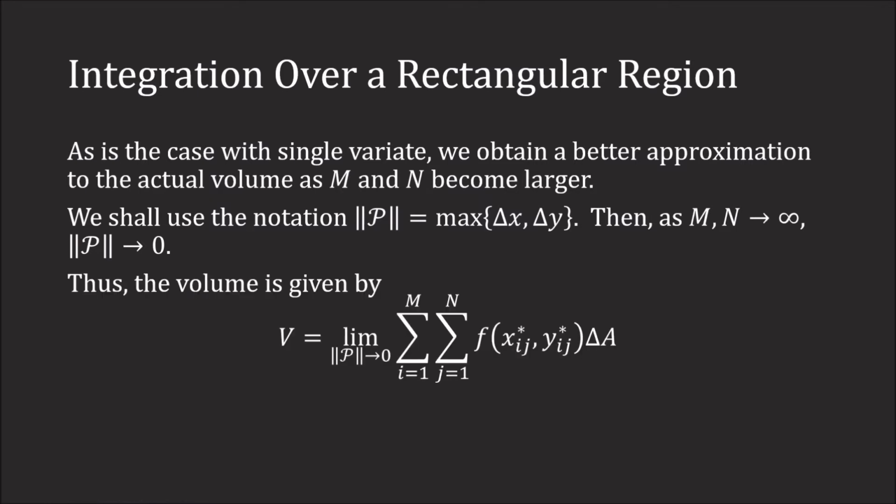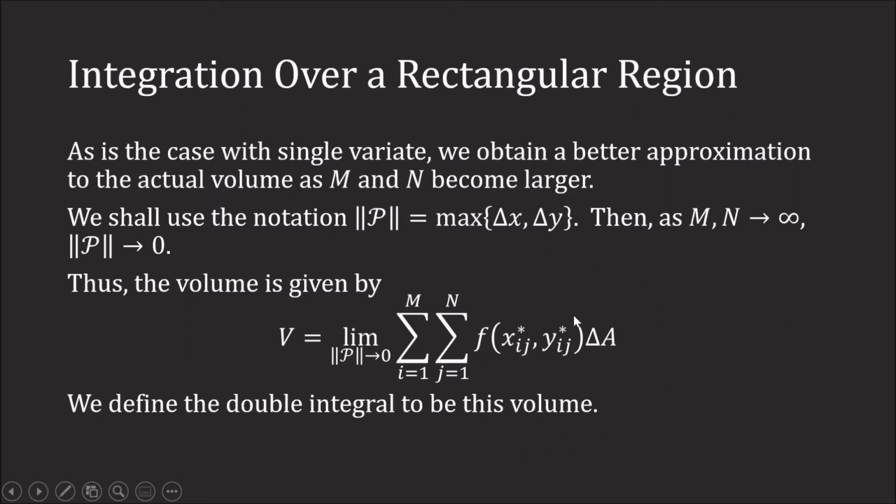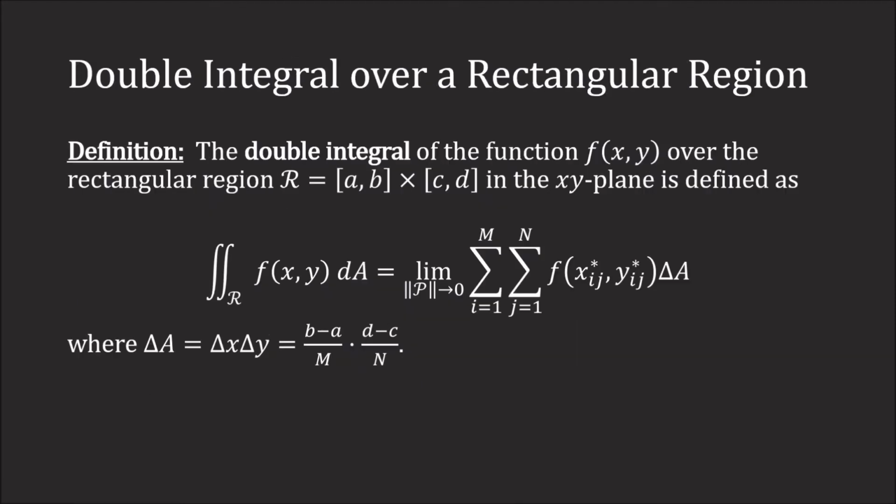Then the volume would be given as the limit, as the maximum between delta x and delta y approaches 0, of the double Riemann sum. And we define this to be the double integral as well. And so here's our formal definition of the double integral. So I'm going to point out here that this is how it's represented. Right, double integral. This represents the region that we're integrating over, in this case, a rectangular region.